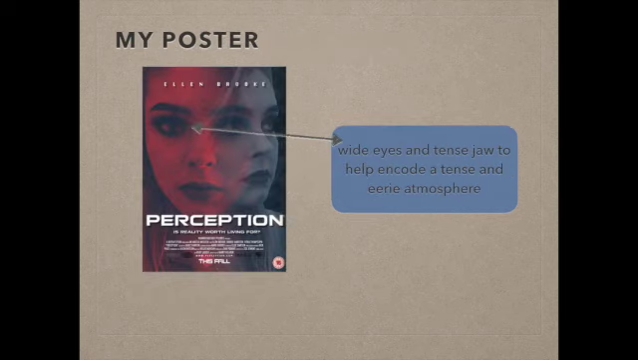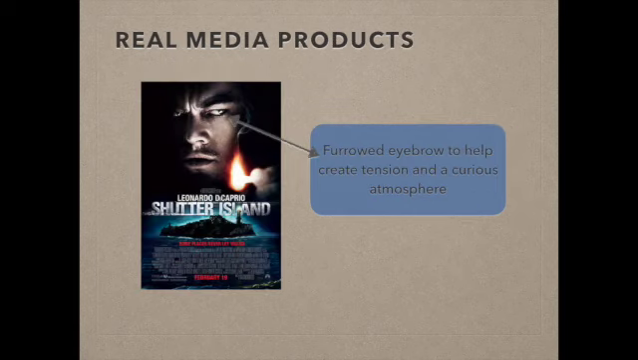Finally, in my poster, the use of facial expressions helped to encode the fact my film is a thriller film, thus ensuring that it conforms to the codes and conventions of the genre. The way in which I have directed my character to stand with a dropped jaw and wide eyes gives the impression that she is not very happy but instead slightly lost and confused. This helps to encode a tense and eerie atmosphere due to the fact we feel tense and on edge for the character. From looking at other real media products, you can see the way in which they have also done this too, proving that my media product conforms to the codes and conventions of the thriller genre.